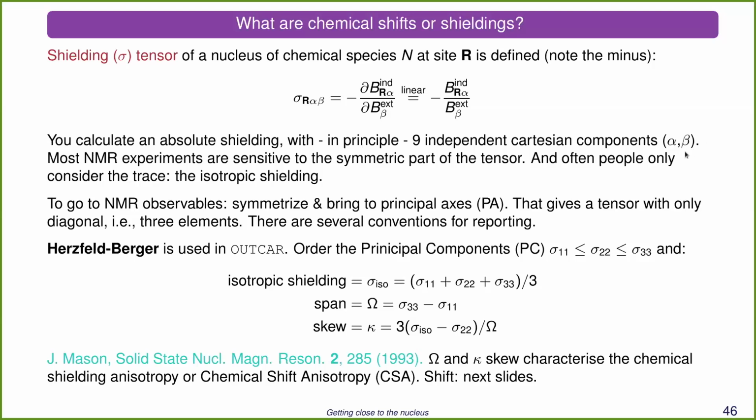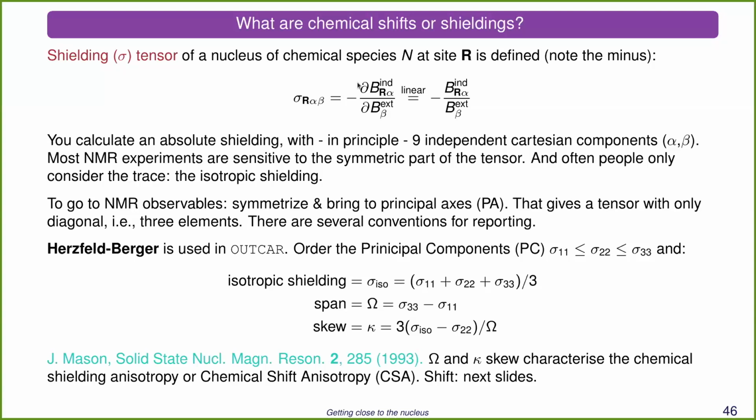But in an NMR experiment, typically people are only sensitive to the symmetric part of the tensor, not the asymmetric part of the tensor. And very often you only look at the trace. That is the isotropic shielding. And the observables that they get out, they are characterized in a specific way. So what the code does to go there, it first calculates this thing.